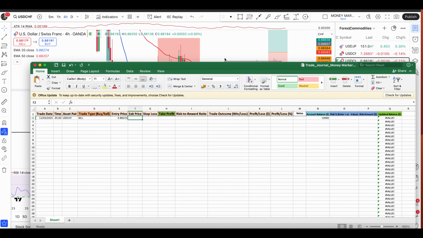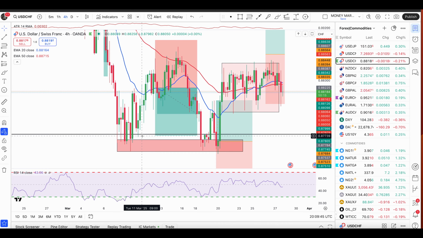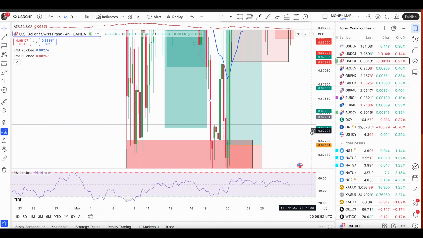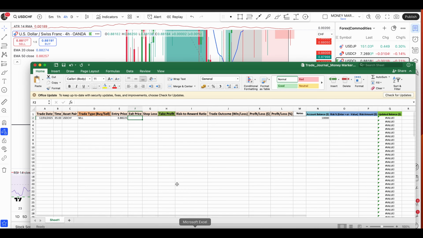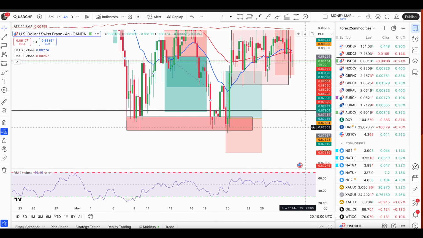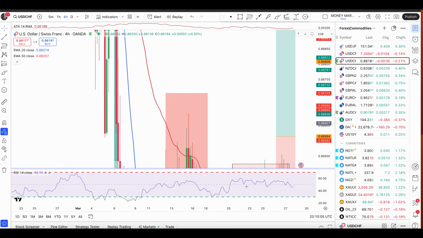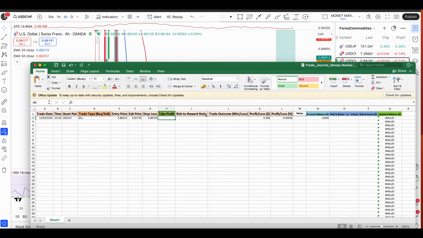0.88225. Exit, which is my take profit, because that was a take profit hit, so we will add the exit number, which is 0.87745. Now the stop loss, which is right here, 0.88705, and the take profit is the exact number which you have entered right here in the entry price. So I'll copy and paste it right here. So the take profit is your exit price.